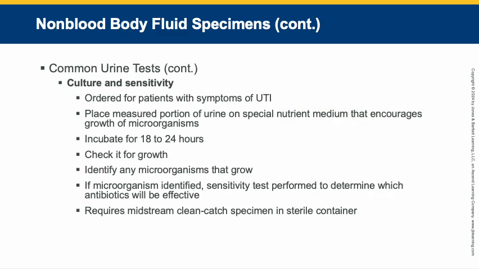Okay, culture and sensitivity. This is ordered for patients with symptoms of UTI. You place a measured portion of the urine on a special petri dish that has a medium in it. This will be done in the micro department. They put it in an incubator. They incubate it for 18 to 24 hours. They check it for growth. If anything grows, you identify the organisms that grow. Then they can do a sensitivity test to see what antibiotics work best on that organism.